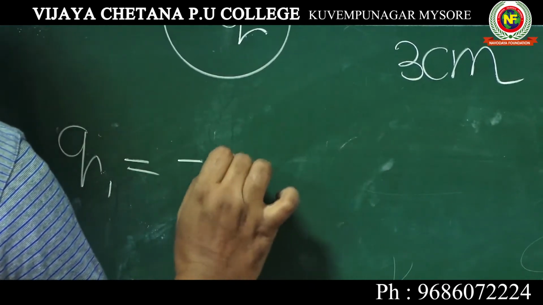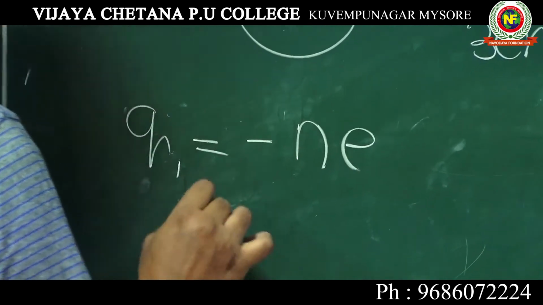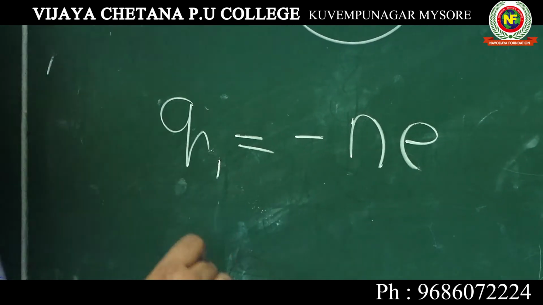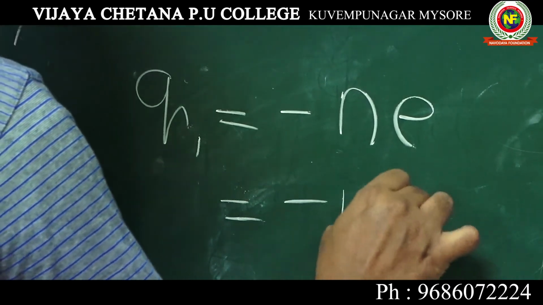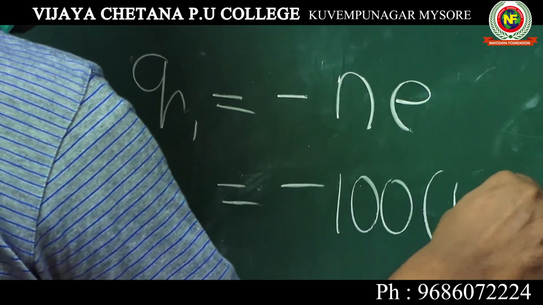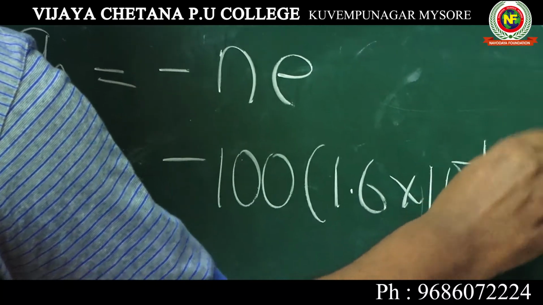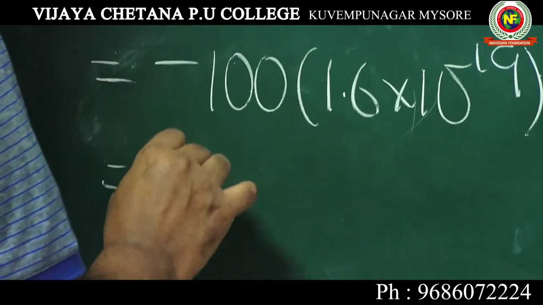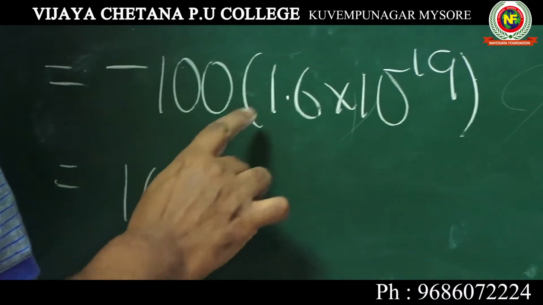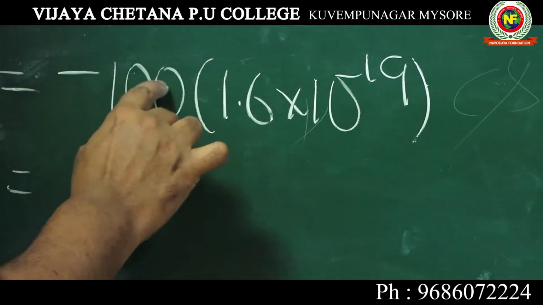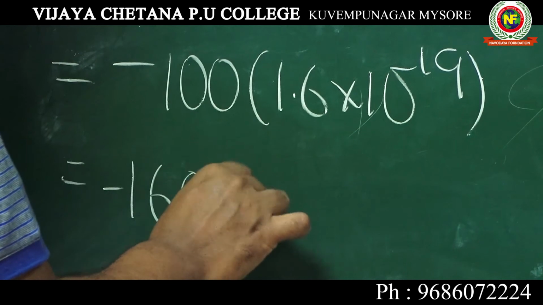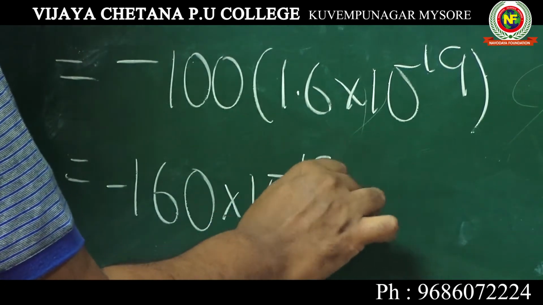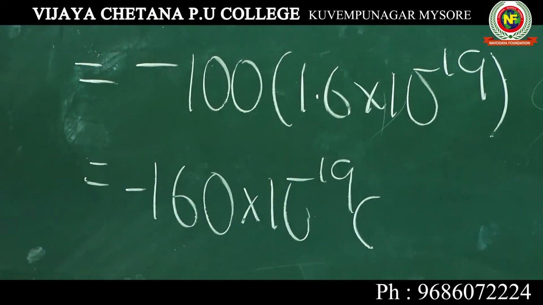So charge is equal to Ne. Negative is minus Ne, positive is plus Ne. So minus N is how much here? 100. E is 1.6 into 10 power minus 19. This becomes 160, one decimal shift, so 160 into 10 power minus 19 coulomb is the first charge.